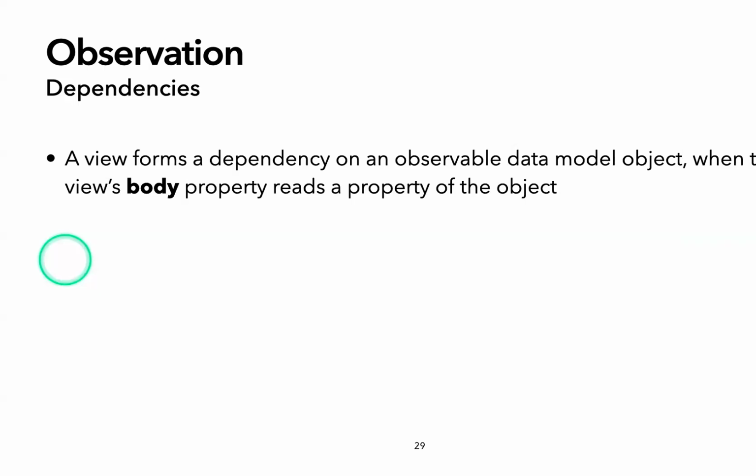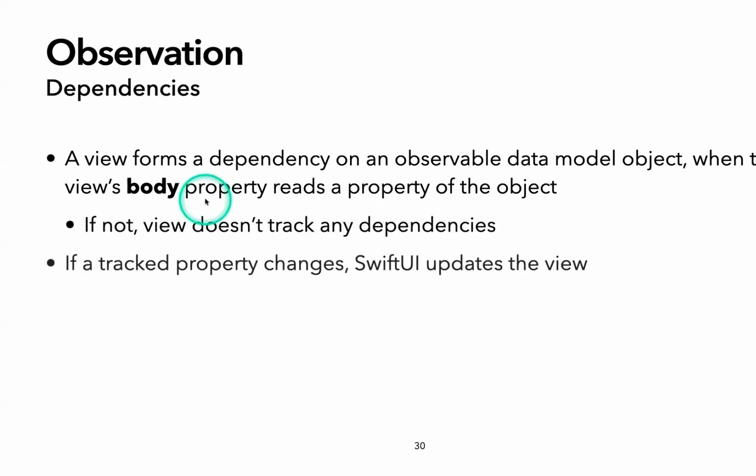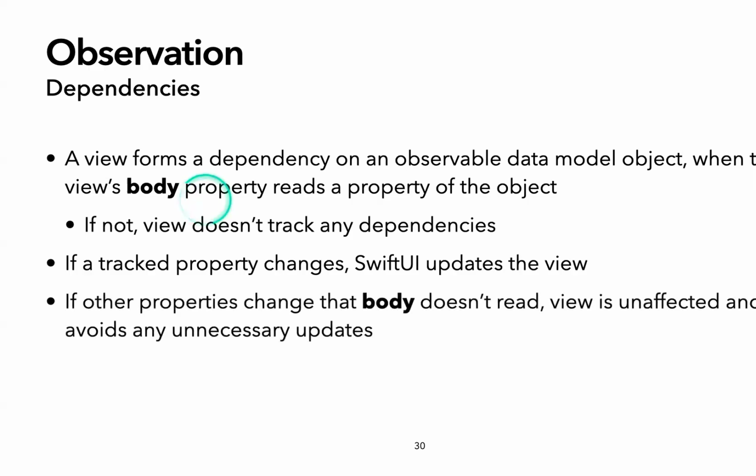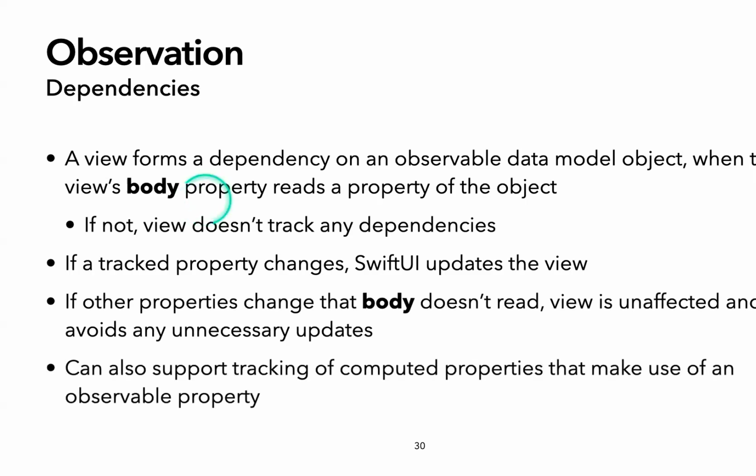So like we talked about dependencies, a view forms a dependency on, in this case, we're talking about observation. So when I talk about an observable data model object, it means an instance of a class that is observable. Okay, so you mark a class as observable and you create an instance from it. So a view forms a dependency on an observable data model object when the view's body property reads or depends on a property of that object, right? If it doesn't, that view doesn't track any dependencies. And so if a tracked property changes, SwiftUI will update the view to reflect the new value. And if other properties change that the body doesn't read, the view is unaffected. It avoids any unnecessary updates. So this means that it's efficient.